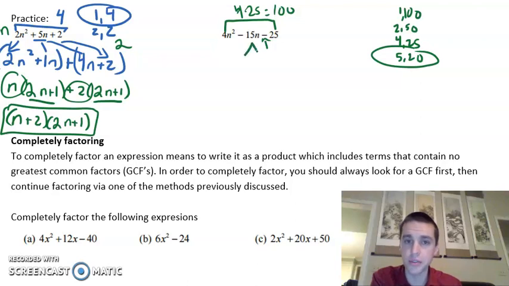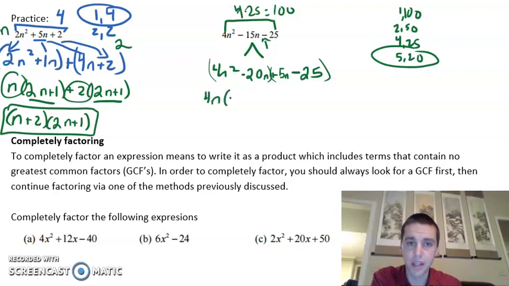So what I'm going to do is split up the negative 15. I'm going to keep the 4n squared the same and the minus 25 the same. So I'm going to split this up into negative 20n plus 5n. I know that it's got to be negative 20 because this is a negative 15 I'm trying to get to. So negative 20n plus 5n. I then put parentheses around it. And I'm going to do a GCF. Factor out a 4n. n minus 5 is what I would get for factoring a 4n out.